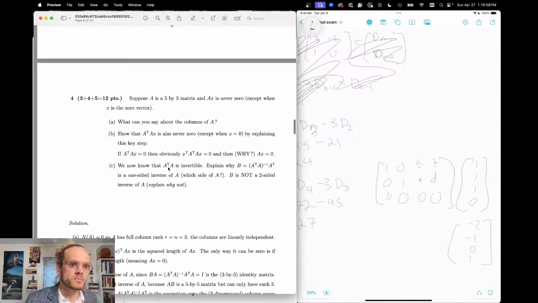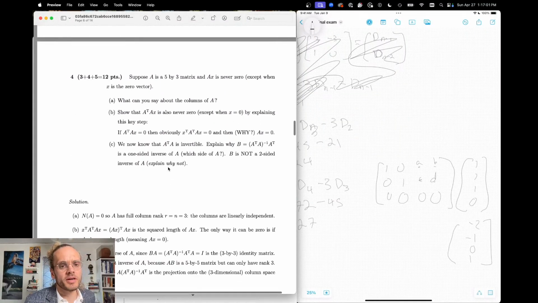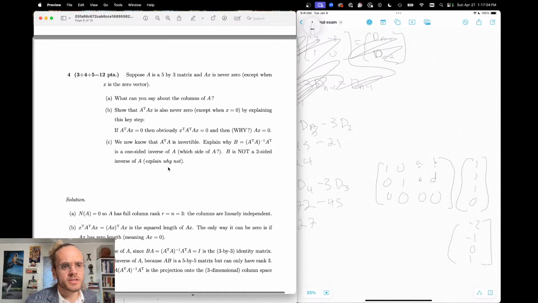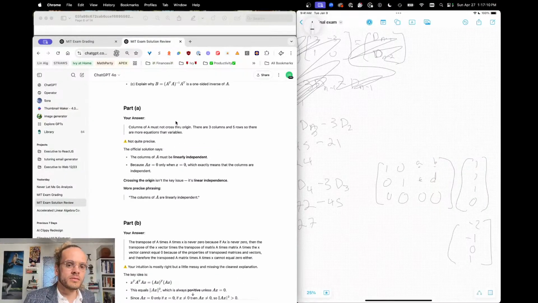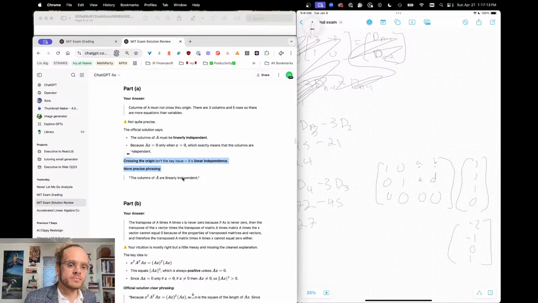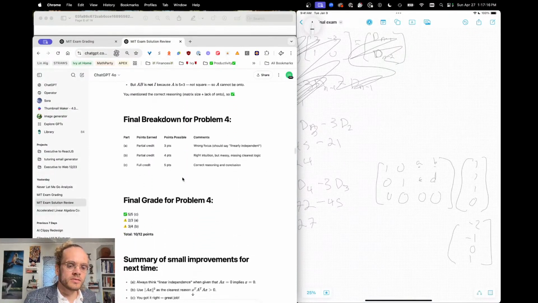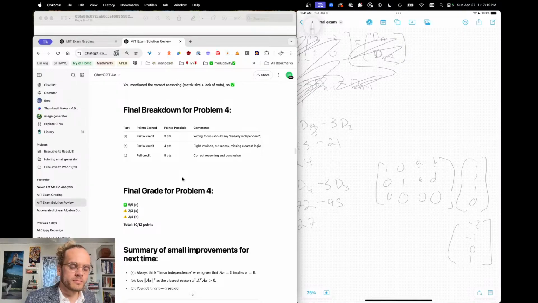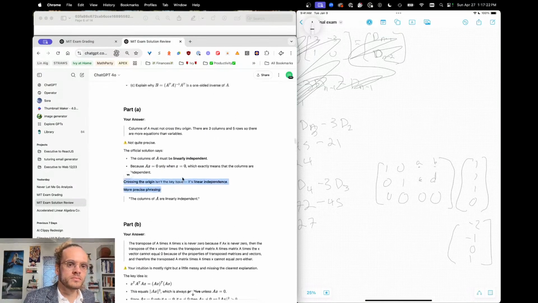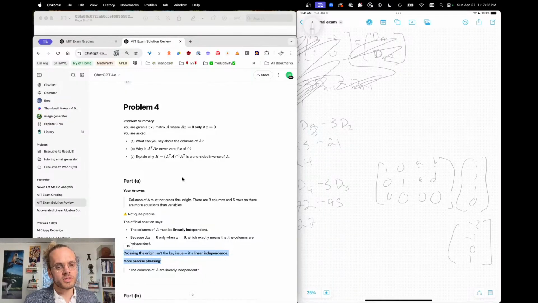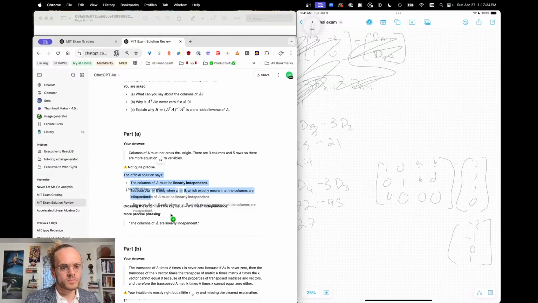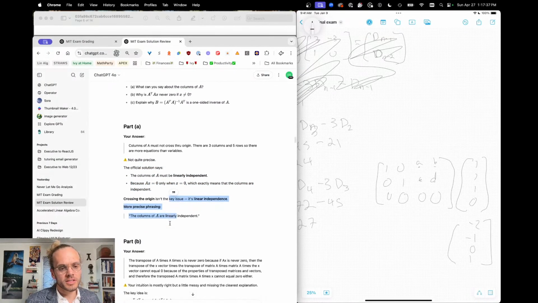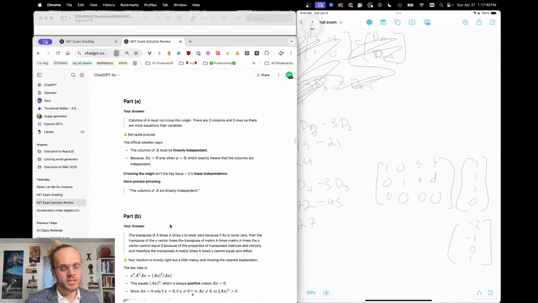Problem 4. Suppose A is a 5 by 3 matrix and AX is never 0, except when X is the 0 vector. You can say that the columns are linearly independent. Did I get that right? Did they give me some partial credit for that? Yeah. So columns of A must not cross through origin. 3 columns and 5 rows. There are more equations than variables. Not quite precise. Yeah. Crossing the origin isn't the key issue. It's linear independence. The columns are linearly independent.